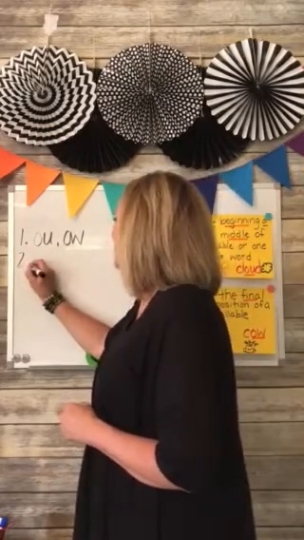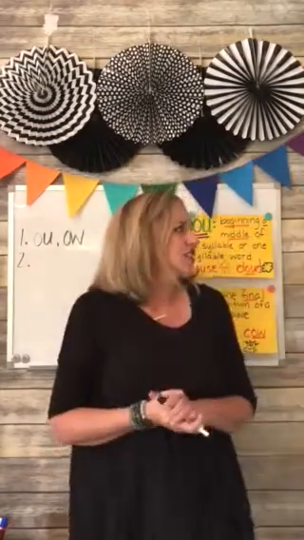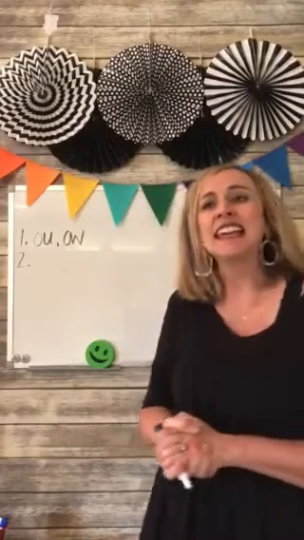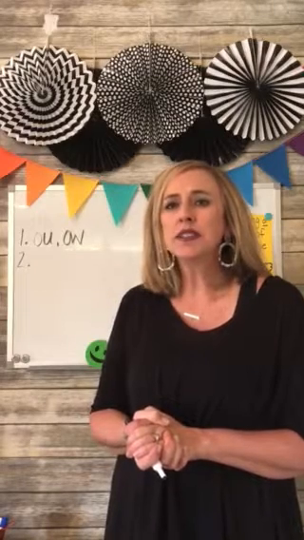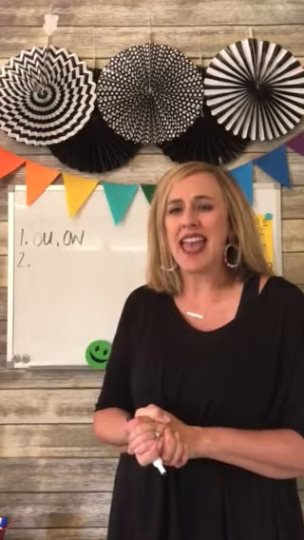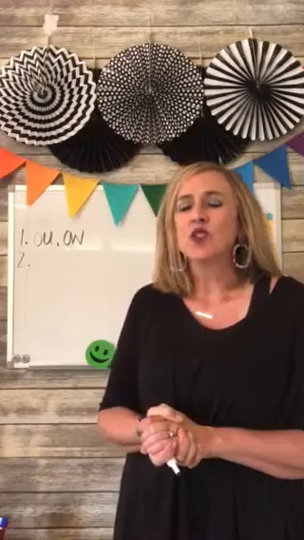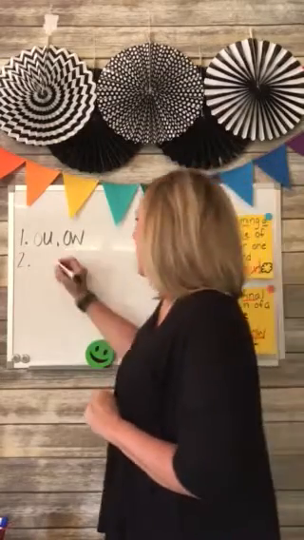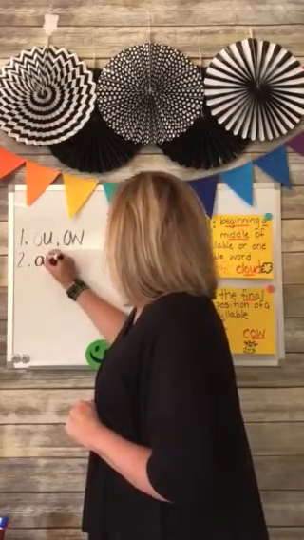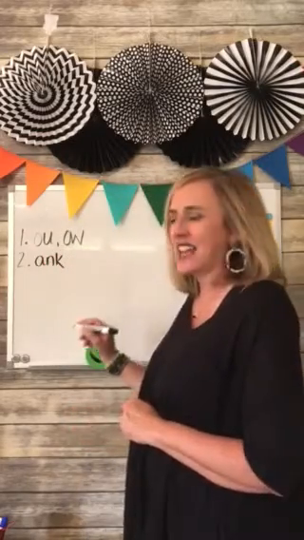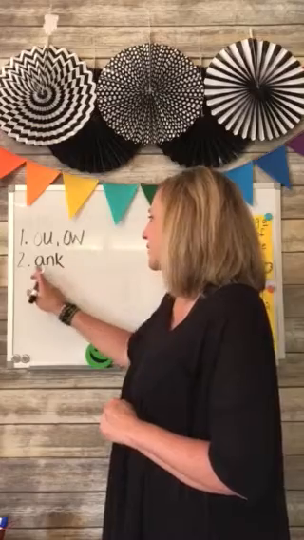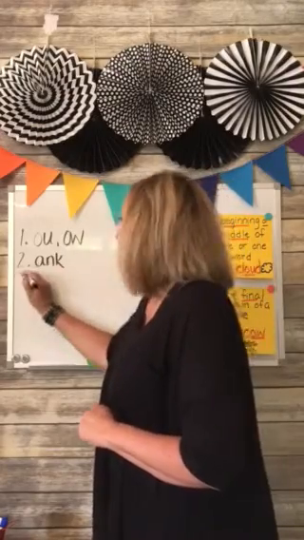All right, second sound. Our second sound for today is ank. Think for a second. Ank. How do we spell that sound? Ank. Right, A-N-K. A-N-K together make the ank sound. We call that a welded sound. Those sounds sort of blend together.